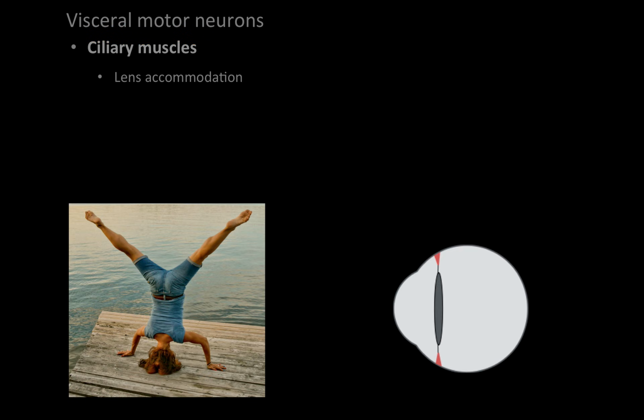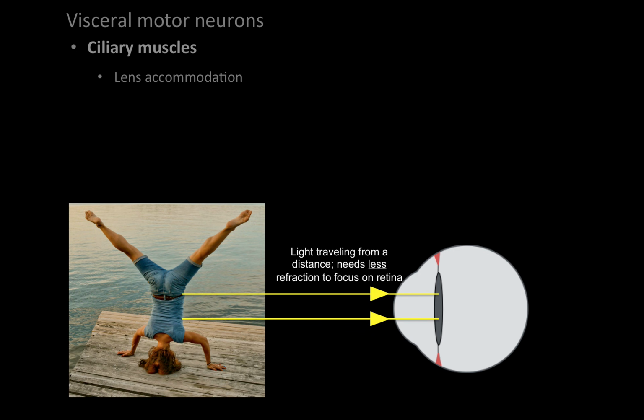Now, why do we want that to happen? Well, this is where the lens accommodation happens in dealing with near vision. So here's the eyeball looking at something in a distance. Hey, what is that? The light from that picture of the woman doing a headstand is traveling from a distance and therefore needs less refraction to focus on the retina, because the light is in a parallel fashion like this, and then it refracts to focus on the retina.